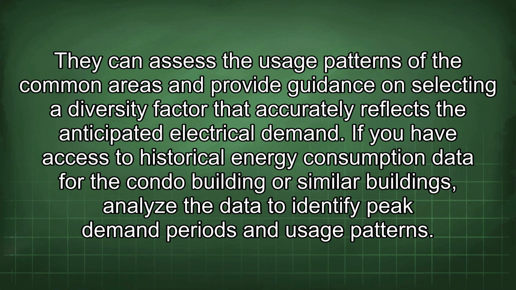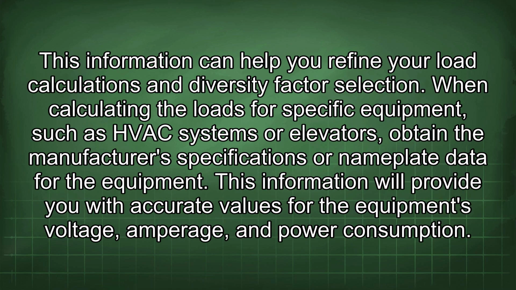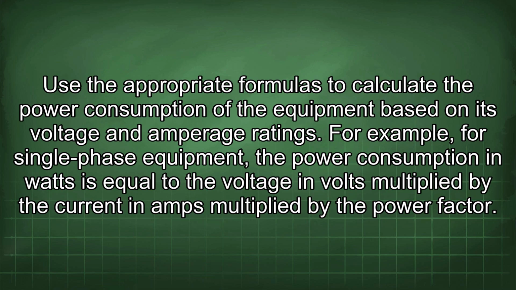If you have access to historical energy consumption data for the condo building or similar buildings, analyze the data to identify peak demand periods and usage patterns. This information can help you refine your load calculations and diversity factor selection. When calculating the loads for specific equipment, such as HVAC systems or elevators, obtain the manufacturer's specifications or nameplate data for the equipment. This information will provide you with accurate values for the equipment's voltage, amperage, and power consumption. Use the appropriate formulas to calculate the power consumption of the equipment based on its voltage and amperage ratings.